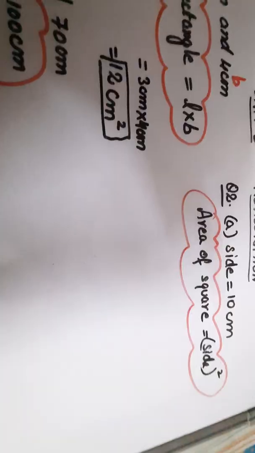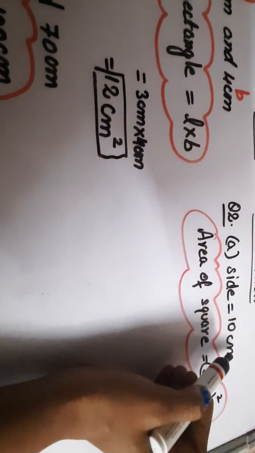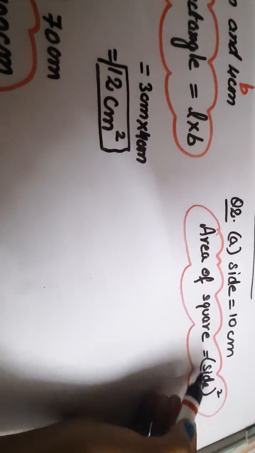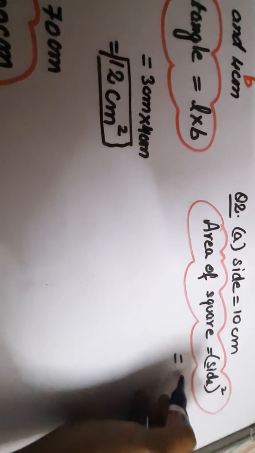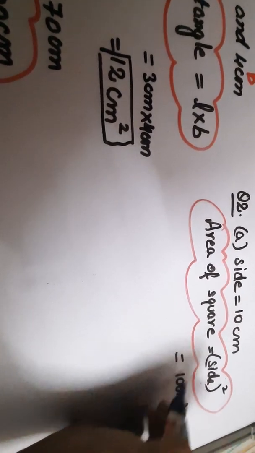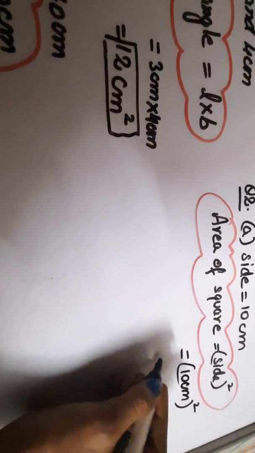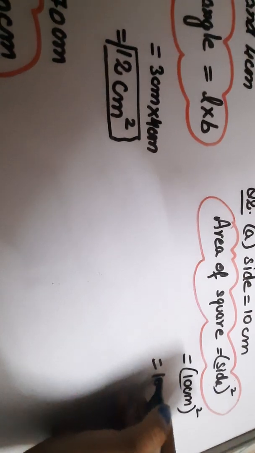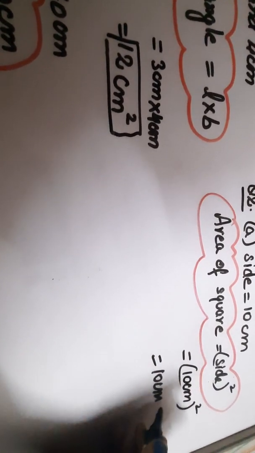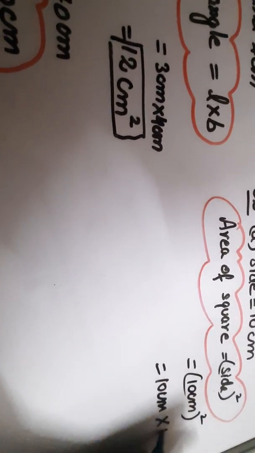Find the areas of squares whose sides are, first part 10 centimeter, second part 14 centimeter, and C part 5 meter. So again I'm going to do first and third part. Try B part yourself. So side is 10 centimeters. So area of square is side square. So let us put the value 10 centimeter square. And square means what? That the given number must be multiplied by itself.